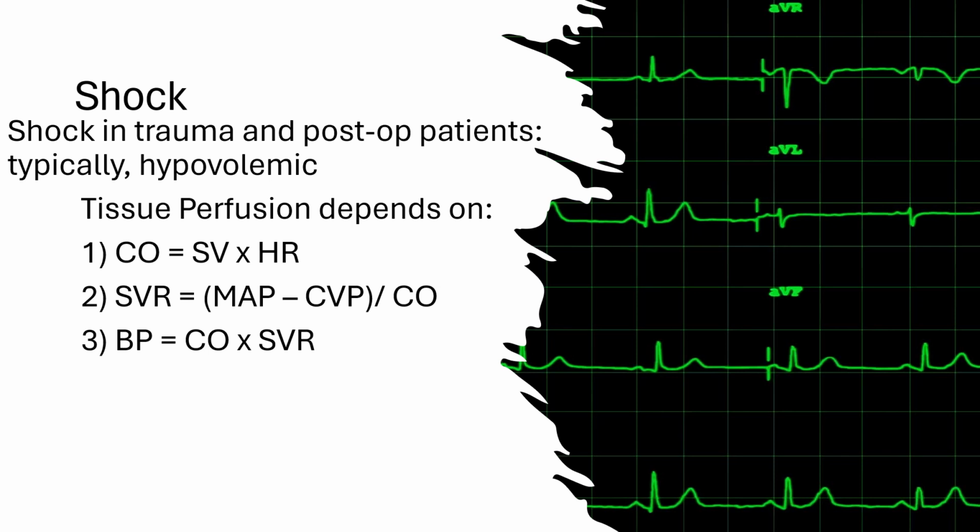The most common cause of shock in trauma and postoperative patients is due to hypovolemia. Recall that there are three things that tissue perfusion depends on. First, the cardiac output, that is the stroke volume times the heart rate. The second factor is the systemic vascular resistance, or the total resistance, which is equal to the mean arterial pressure minus the central venous pressure all over the cardiac output. And the third variable is blood pressure.